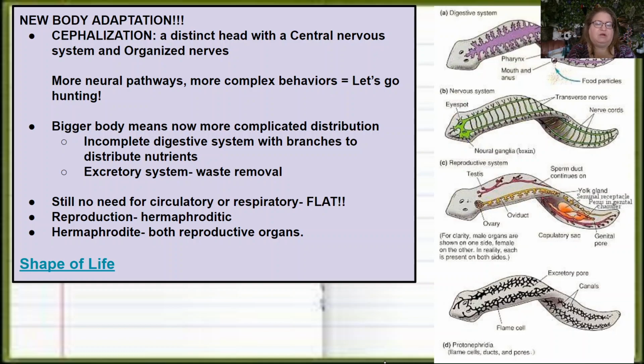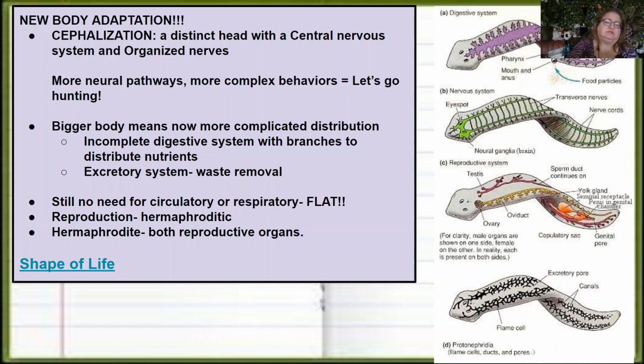And so these are kind of considered the first hunters. If you have a brain, if you can go out and search for things and process information, then you are going to go on the hunt. Now that doesn't mean they're always carnivorous, but what we simply mean is you're going to go searching. So a bigger body means a more complicated distribution, and so now you have a digestive system with branches to distribute nutrients. You see that up here on the right, the branched gastrovascular cavity. That's going to allow the planarian to get all of the nutrients where it needs to go.